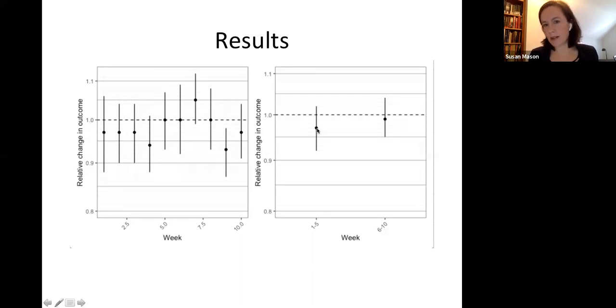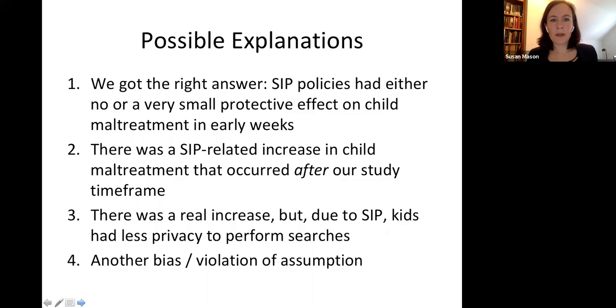And here we've just combined the estimates in weeks 1 to 5 and weeks 6 to 10. And just to note that by the time we get out to weeks 6 to 10, that comparison group is only those 5 states that are holding on.